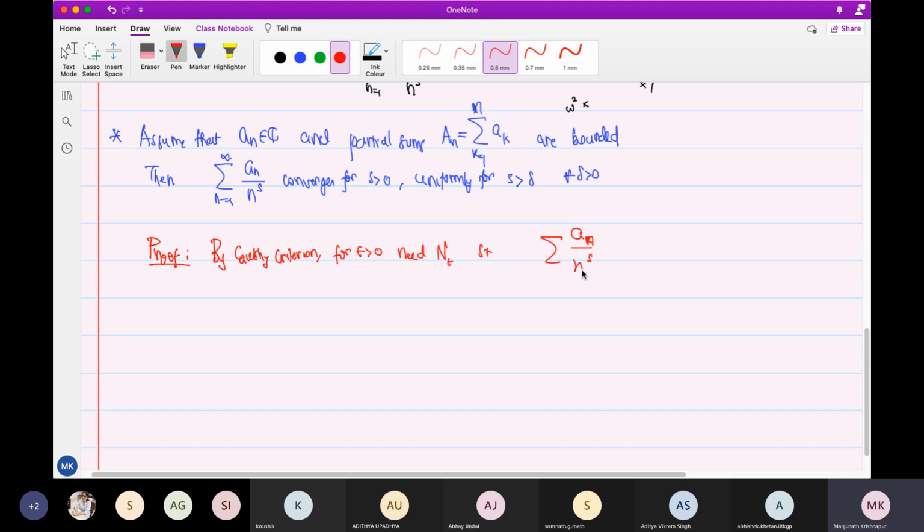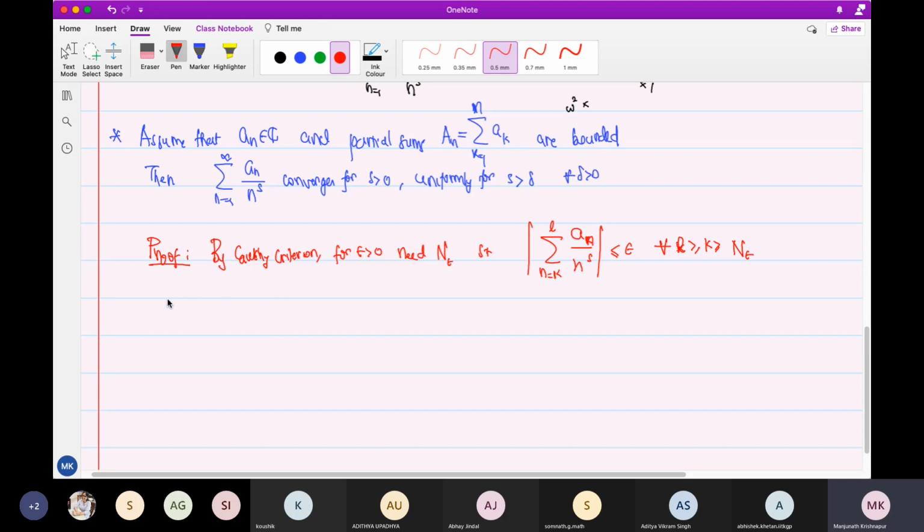If you take the partial sums, n equals k to l, the absolute value of the partial sum should be smaller than epsilon for all L bigger than or equal to k bigger than or equal to this n epsilon. So that's what we need to find, right? So you just need to show that these partial sums are uniformly bounded. And so how do you handle that?